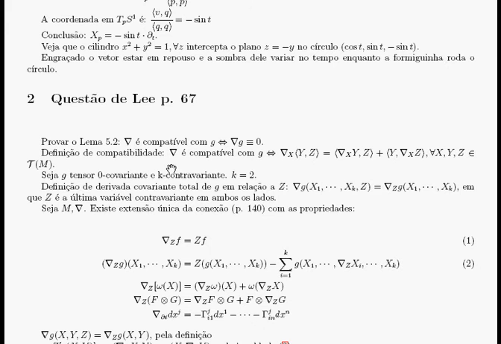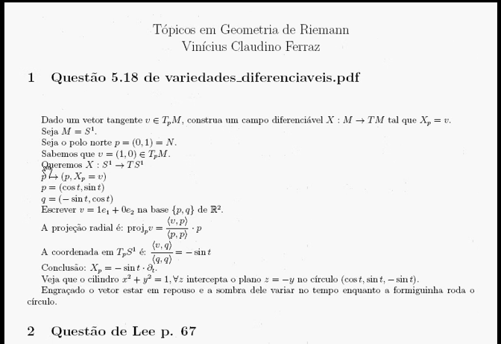Definition of compatibility. Nabla is compatible with g if and only if nabla_X of <Y,Z> equals <nabla_X Y, Z> plus <Y, nabla_X Z> for all X, Y, and Z in T(M). This T is the set of X_p's, the tensors (0,0), the vectors. Here is TM.